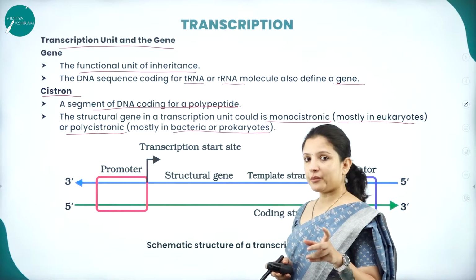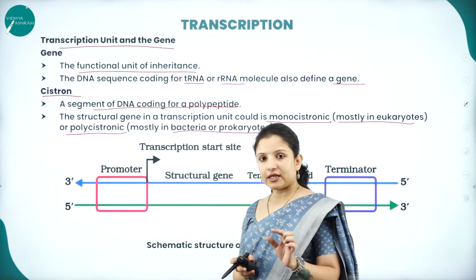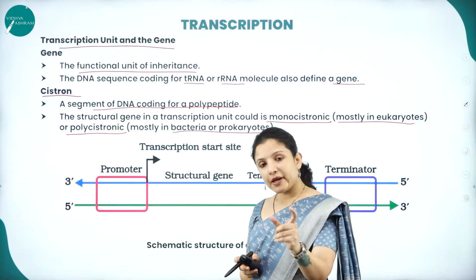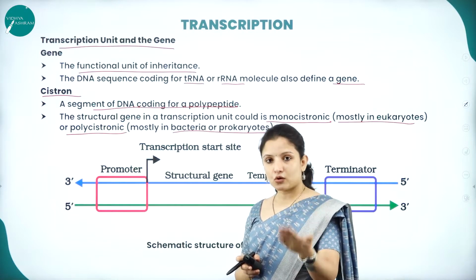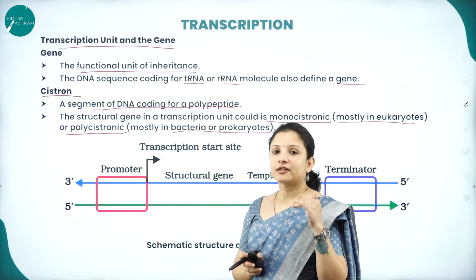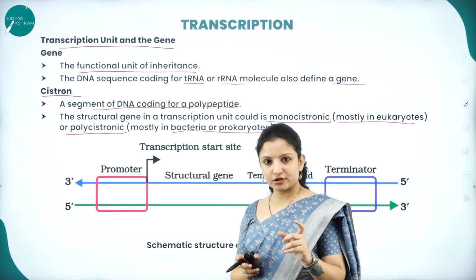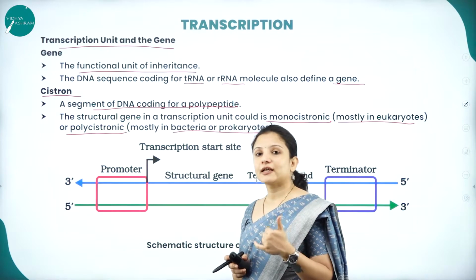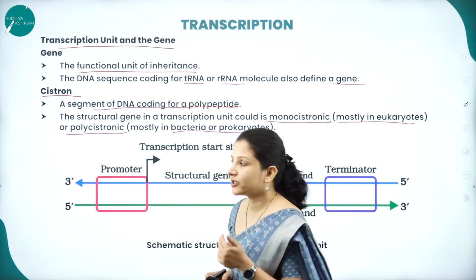So therefore, remember the functional unit of inheritance is a gene. The segment of DNA that participates in the coding process is the cistron. The cistron in the case of eukaryotes is monocistronic and the cistron in the case of prokaryotes is polycistronic.